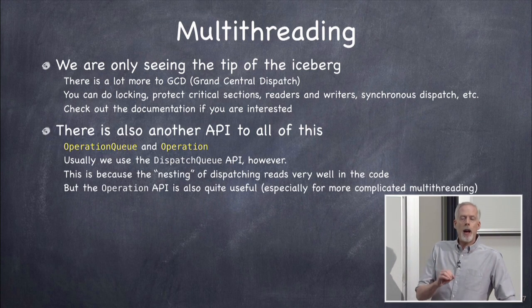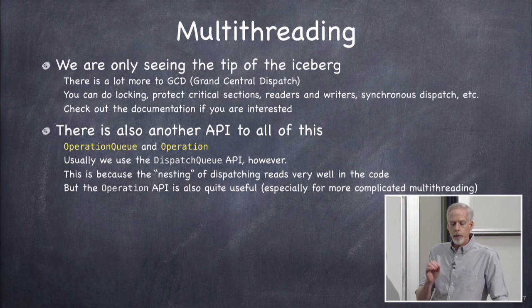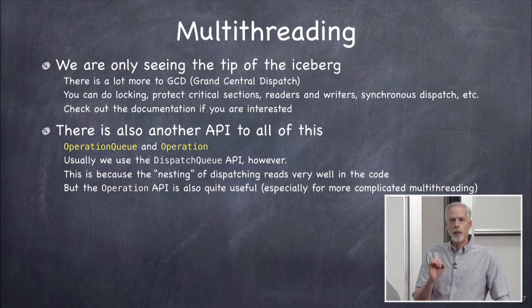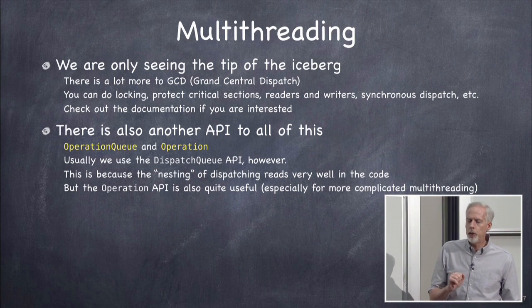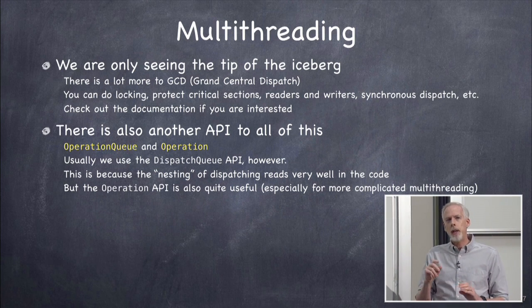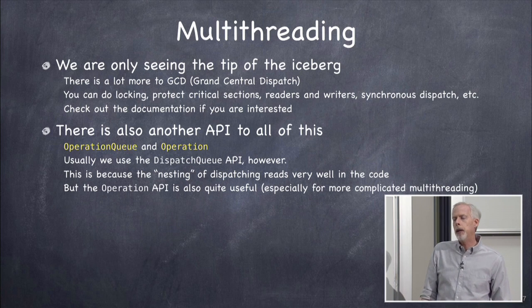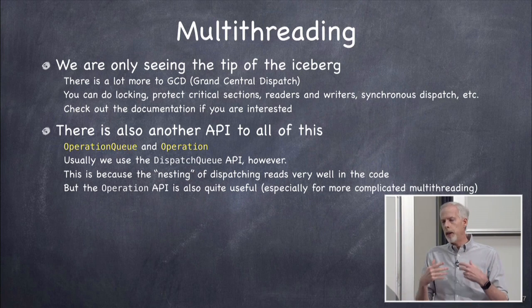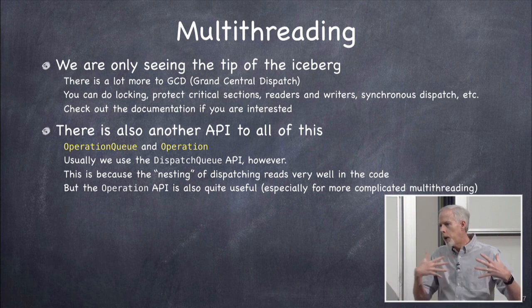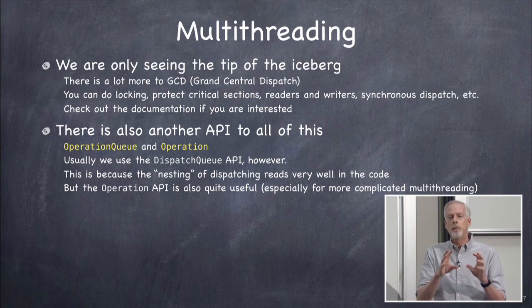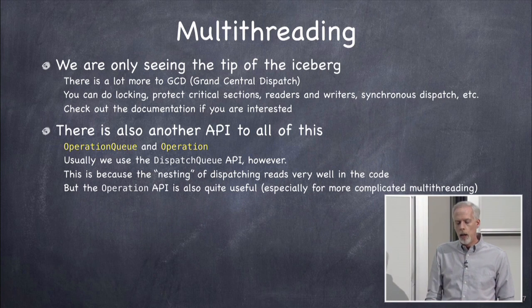There's another API for doing multithreading, operation queue and operation. These are classes. Classes or structs? I guess they're classes. And you'll see those occasionally in iOS API, kind of older iOS API. But for the programming you're going to do, unless you've got the kind of multithreading problem which is doing a parallel processing thing, not the kind of problem where you're getting something off the main queue.